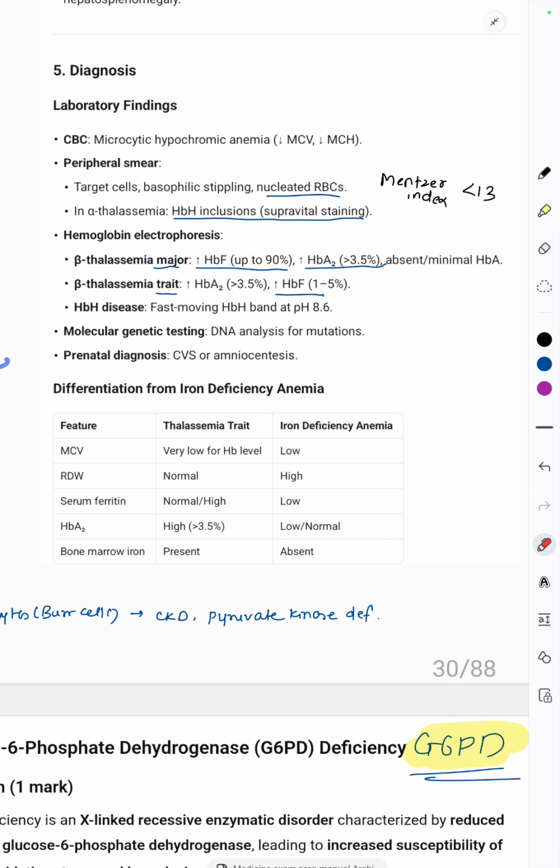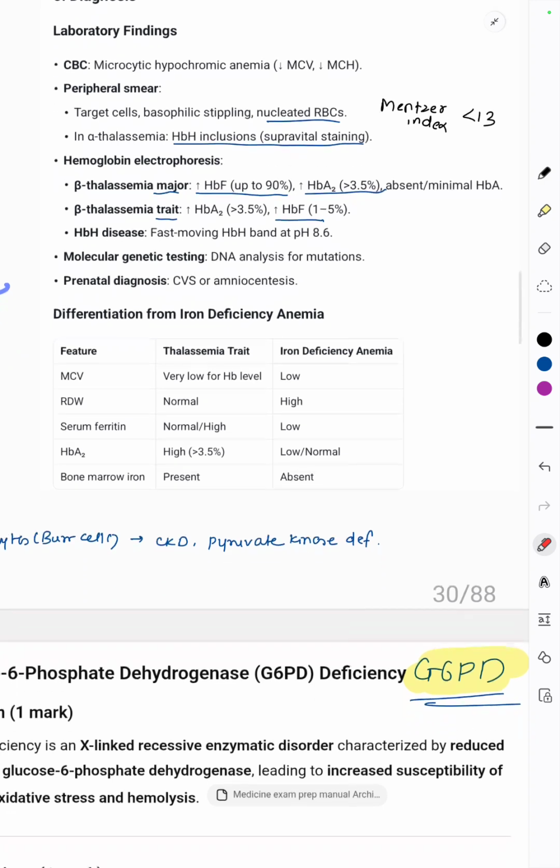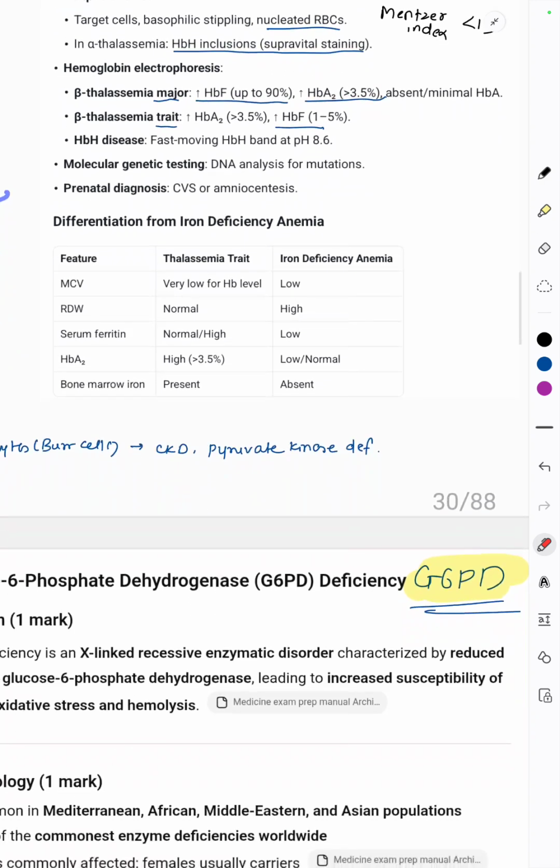Then hemoglobin electrophoresis in beta thalassemia major will show increased hemoglobin F, and hemoglobin A2 levels are more than 3.5%. In beta thalassemia minor or trait, the fetal hemoglobin won't be 90%, it will be 1 to 5% only, while the hemoglobin A2 levels will surely increase. Then molecular genetic testing is required for confirmatory diagnosis.